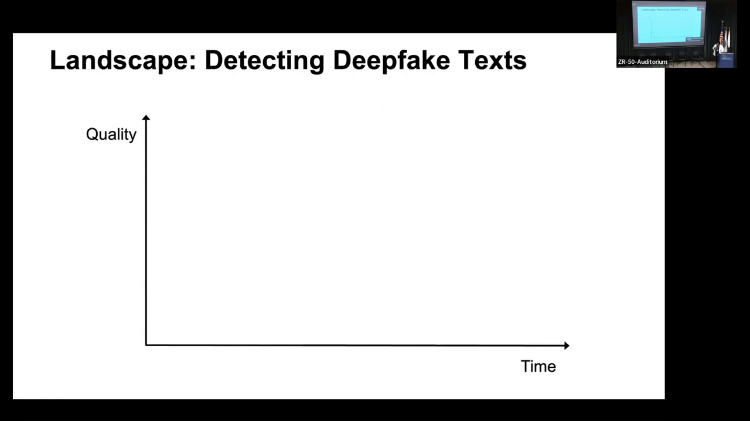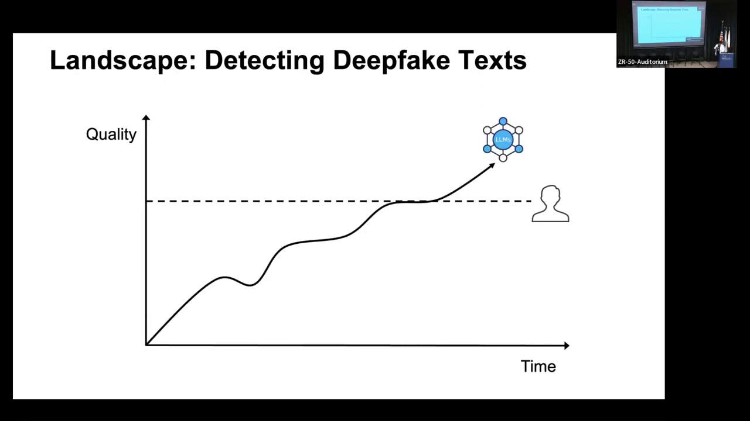So now the landscape of deepfake text is such that humans are the gold standard, and the LLMs are trying to emulate humans so that they have the same quality.